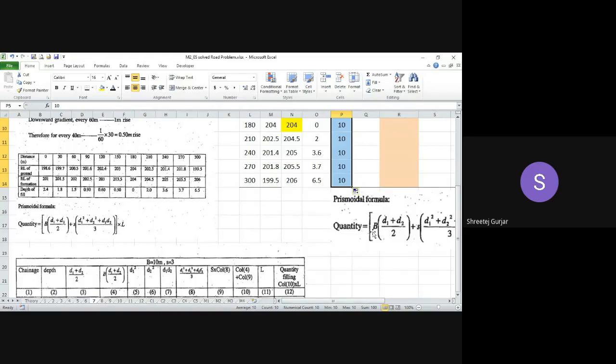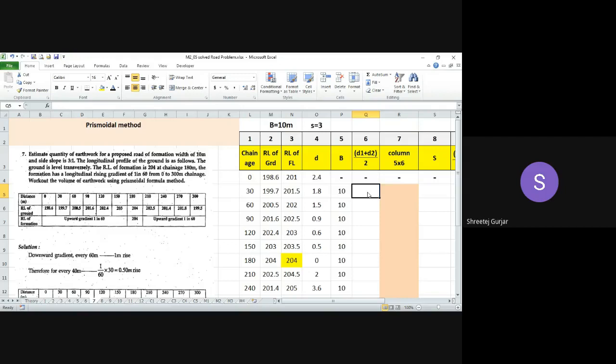So we have calculated and written down B. Now we'll write out (D1 plus D2) by 2. This is for the first. Similarly, for the second, it will be (D2 plus D3) by 2, and next will be (D3 plus D4) by 2. That way you have to calculate.